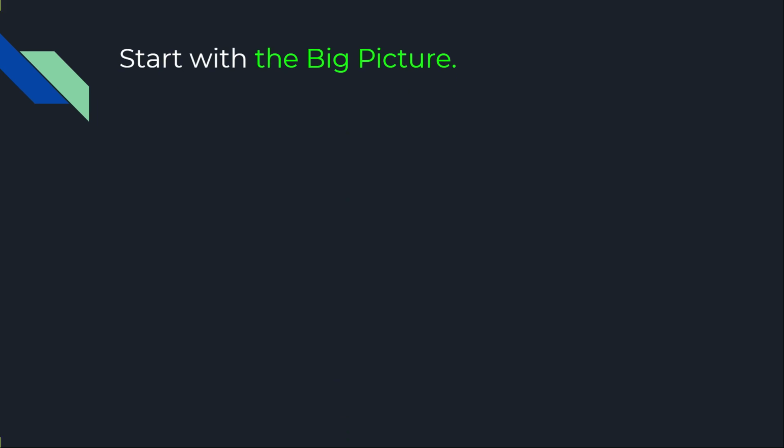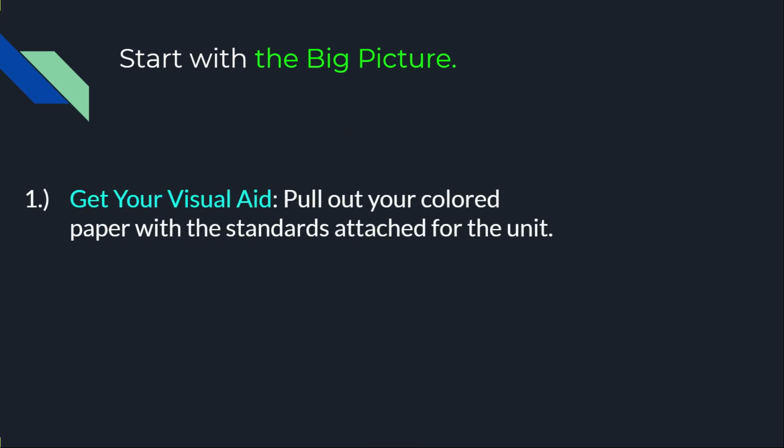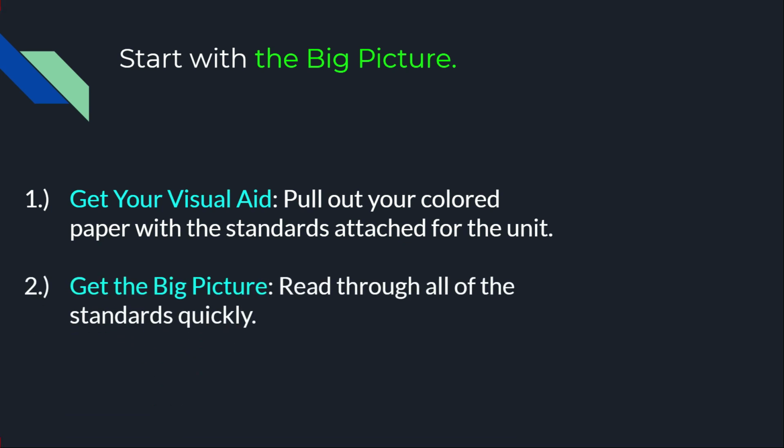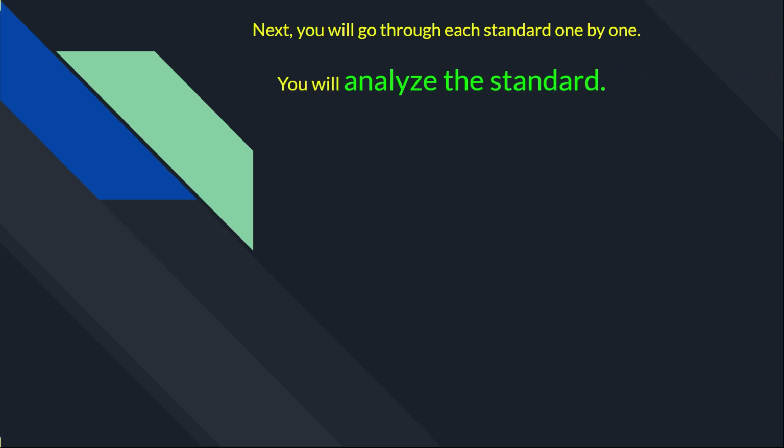So you're going to start with the big picture, and this is a really quick first 2 steps. You're going to go get your visual aid, that colored piece of paper for the unit that has all the standards on it, and you're just really quickly going to read through all of those standards just to get the big picture. You're not going to memorize them because you're going to go through each one of them one by one. So you're going to take each standard and you're going to analyze that standard. You're going to break it down, and they call this unwrapping or unpacking.